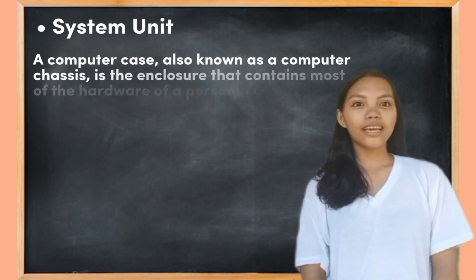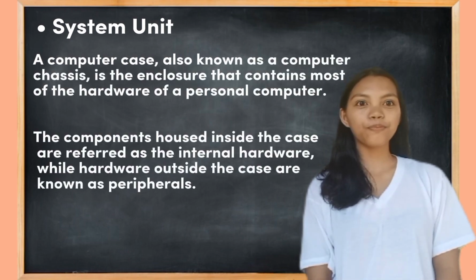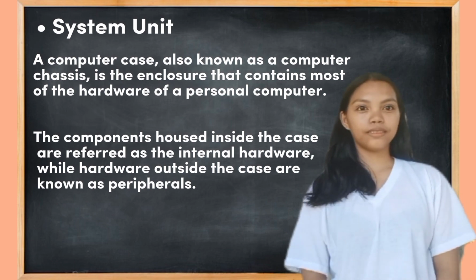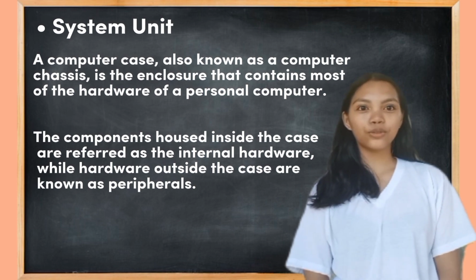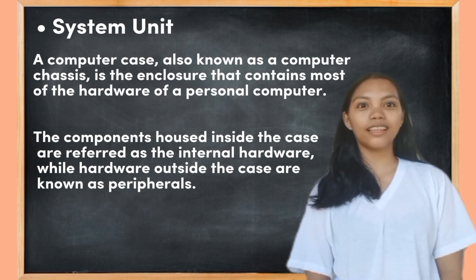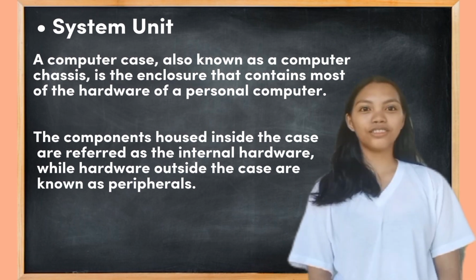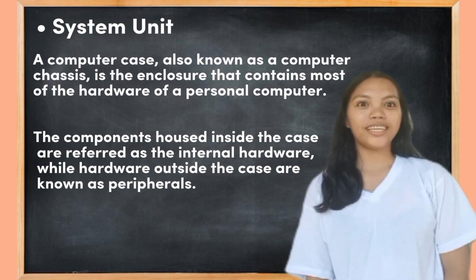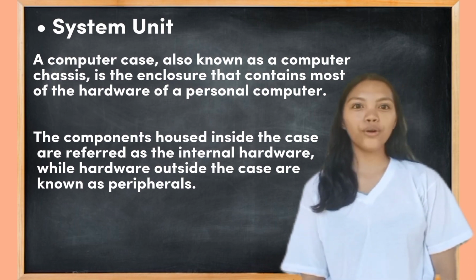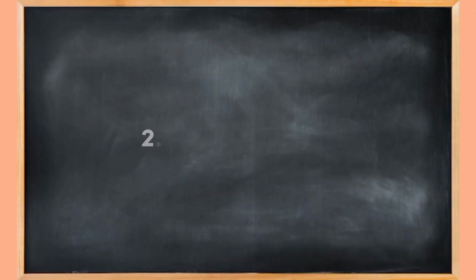A system unit in the context of computing refers to the main part of a personal computer. It's typically a rectangular box that contains important parts like the motherboard, CPU, RAM, and storage drives. The system unit is essentially the core of your computer where all the processing happens.